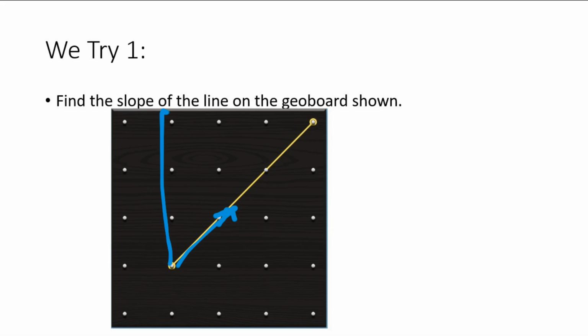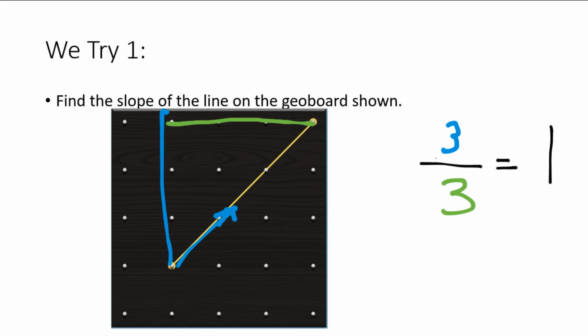So I go up 1, 2, 3. I'm running to the right. How am I running to the right? Well, I'm running to the right 1, 2, 3 as well. So I'm going to call that a 3 over 3 slope. And I'm going to simplify this fraction to 1. Okay, so I looked at my rise and I looked at my run, and then I simplified.